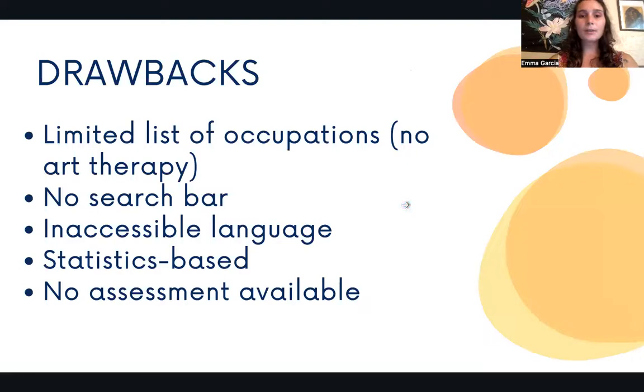I noticed that there was a limited list of occupations, including no art therapy. There's no search bar specifically for the Outlook Handbook. There's a search bar for the entire site of the Bureau of Labor Statistics, but not just for the handbook. And since it is so statistics based, it's a little bit of inaccessible language if people aren't comfortable with numbers.